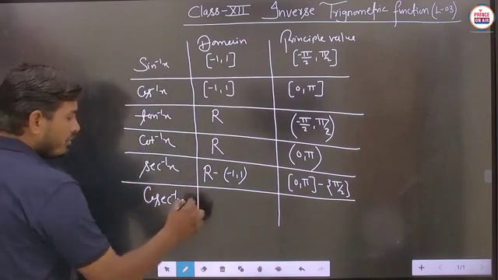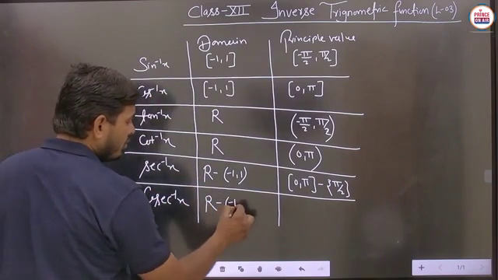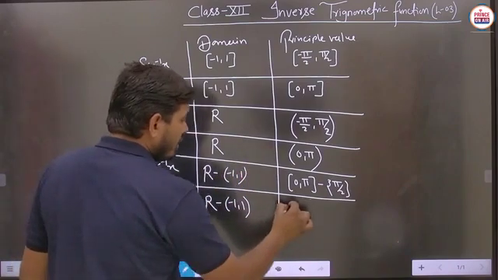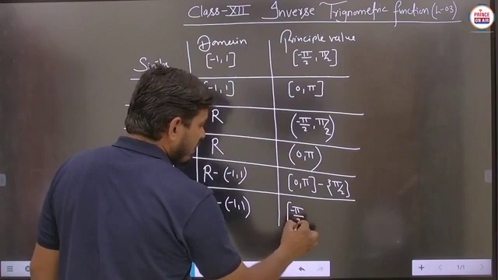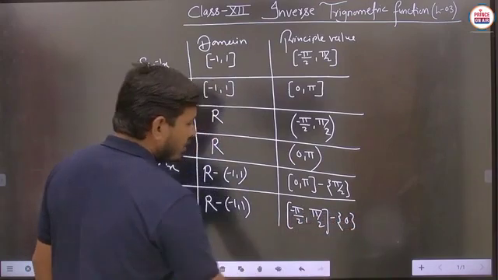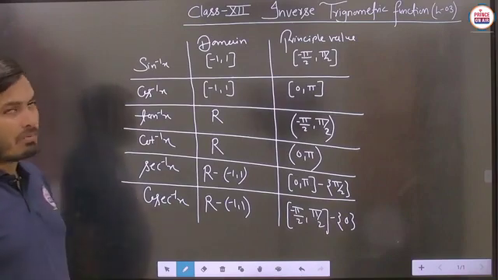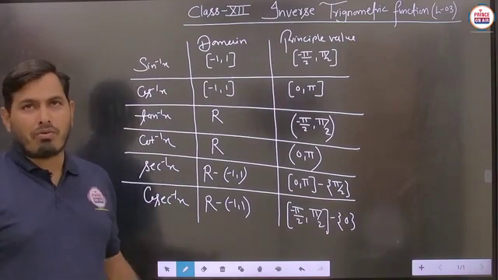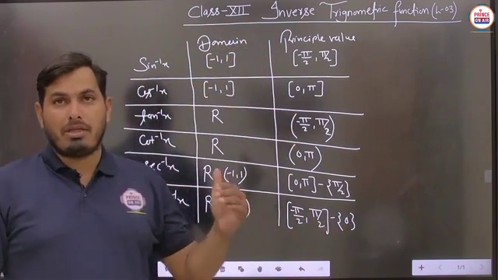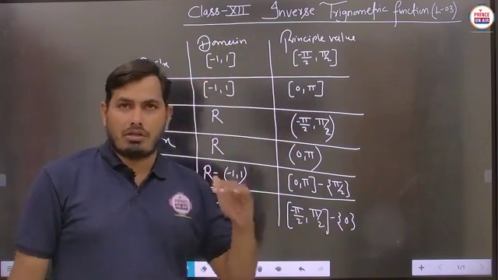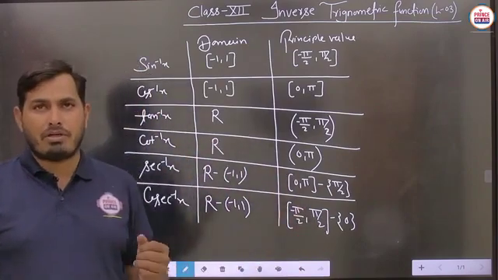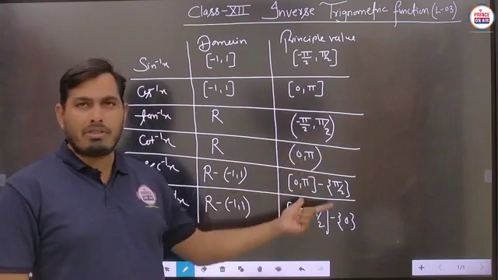Next, cosec inverse: the domain is again R minus (-1, 1), and the principal value is taken from -π/2 to +π/2 except 0, which means we will not consider the value 0 in the principal value. So in the last class we discussed this table and how these values are obtained. We saw the basic graph, the basic trigonometric function, then we made that function a bijective function. After that we get these principal values.